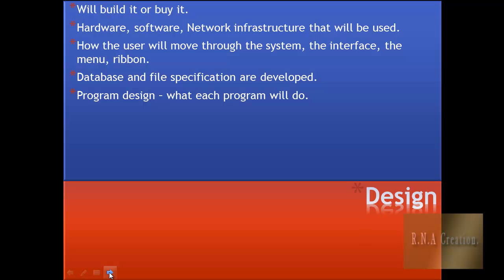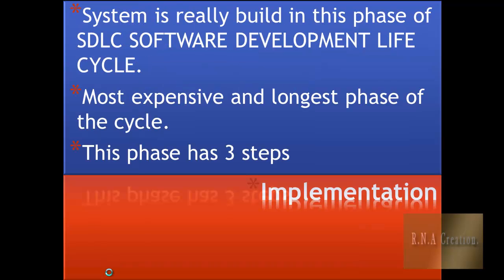So that being said, we then move to what each program will do. We need to explain to the stakeholders and the users what the function of each program is, and that is exactly the design phase of the software development life cycle. Then we move to the next stage, known as implementation.